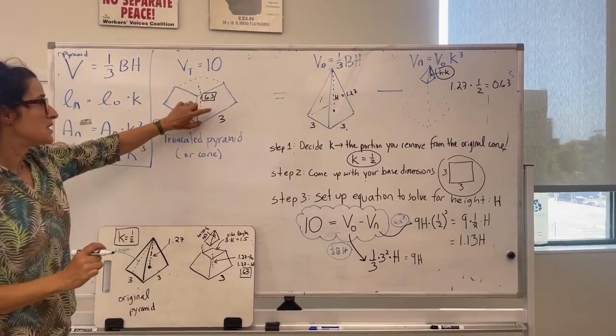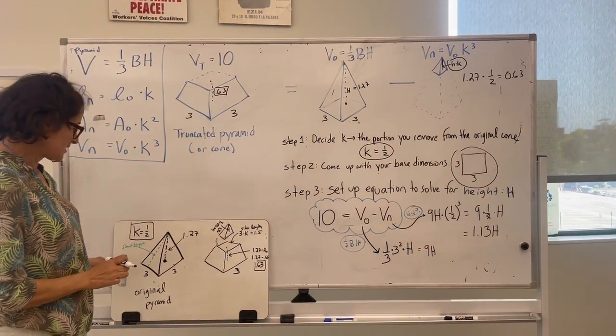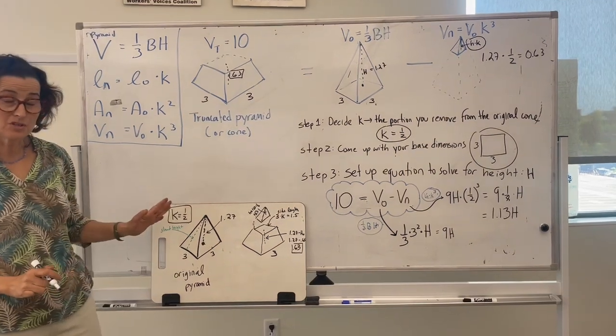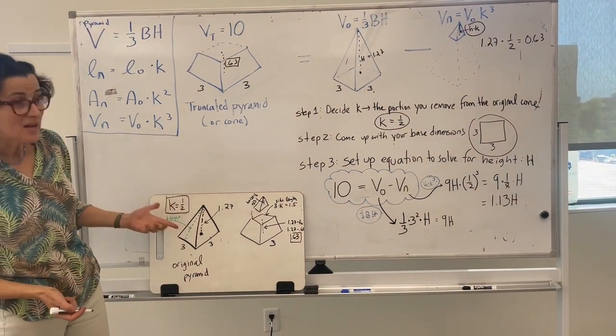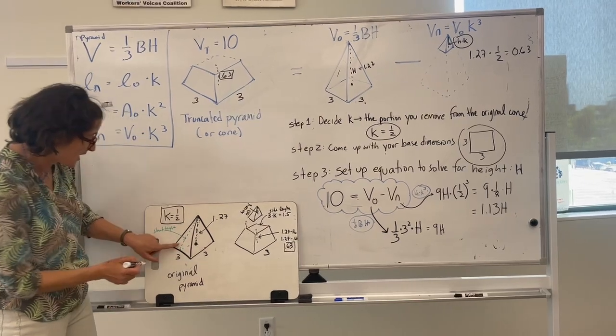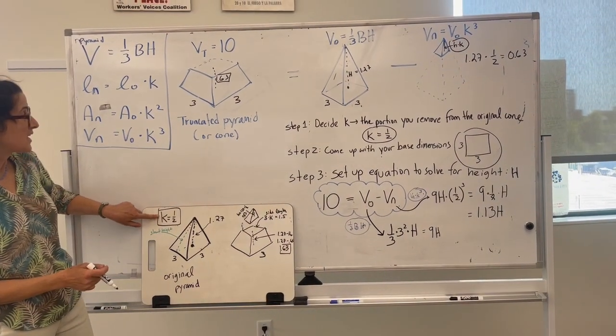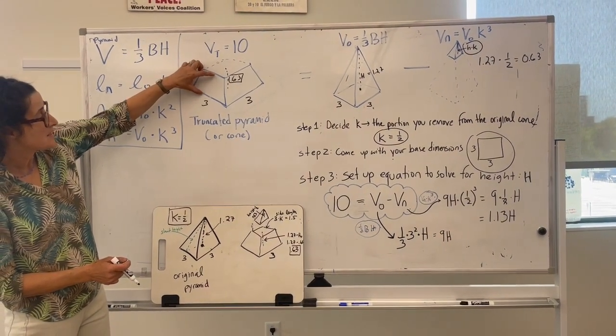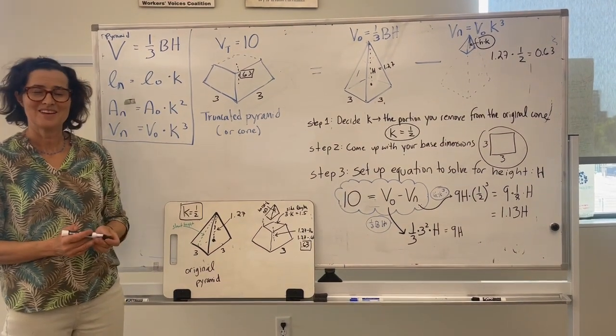So now I have two key dimensions. The third dimension that you will need, if you can see this drawing eventually, is your slant height. Again, I'm going to have to go to my original cone to find my slant height, but once I find it, I can use k to figure out the remaining slant height on my truncated cone. I hope this helps.